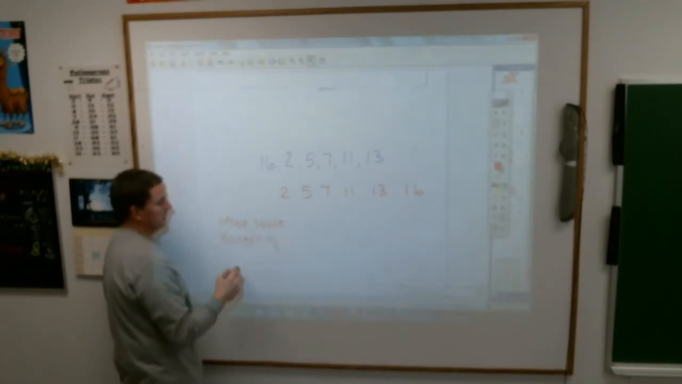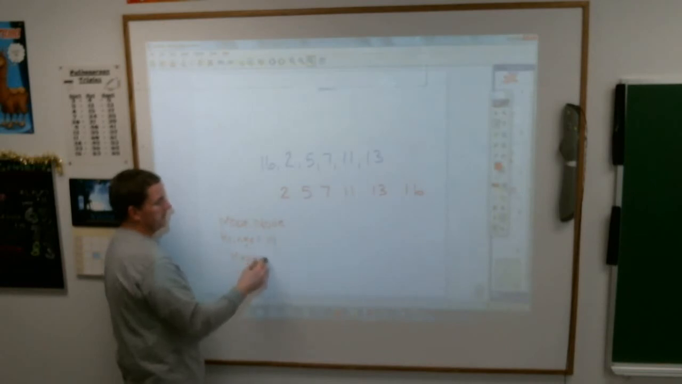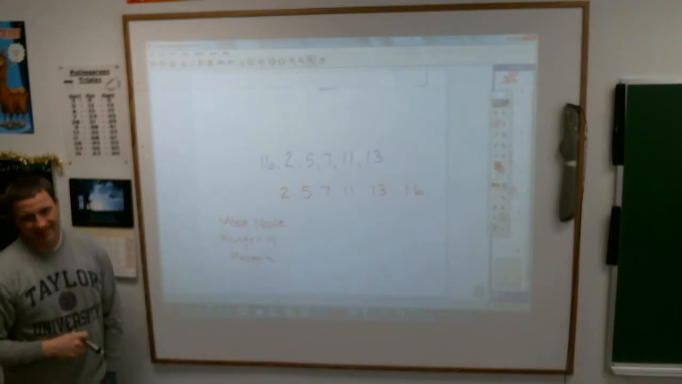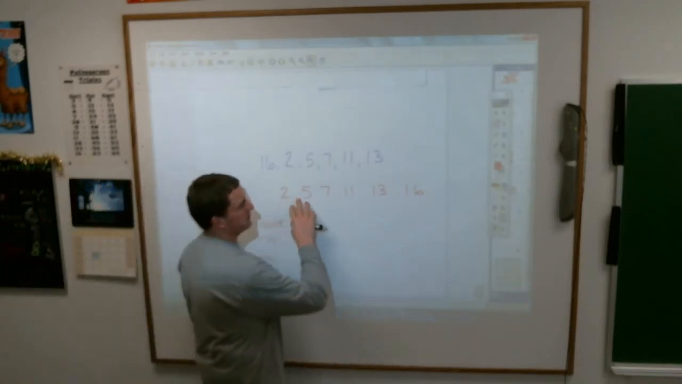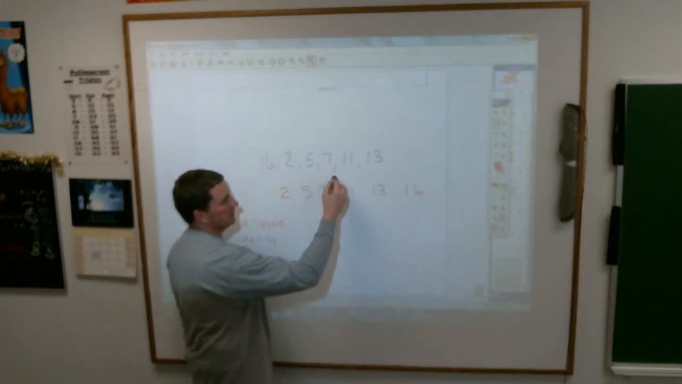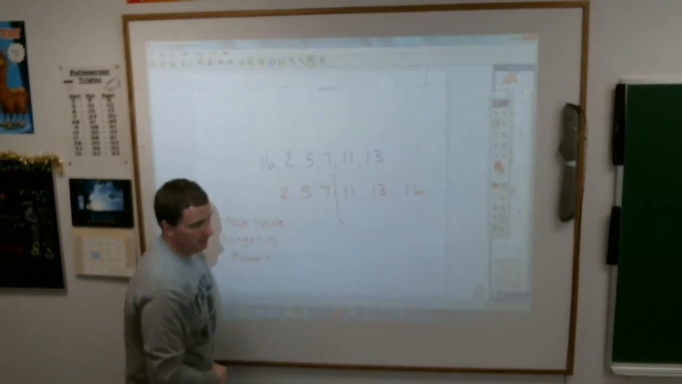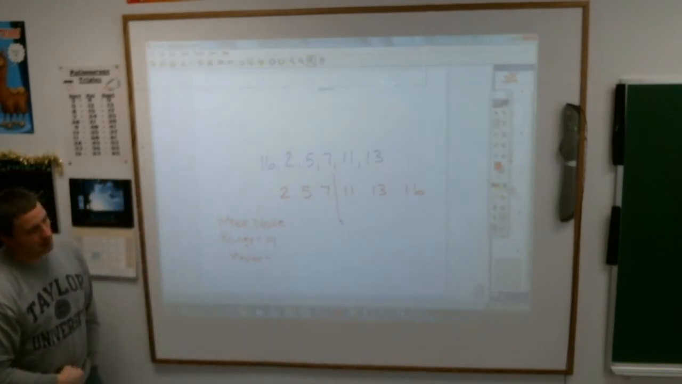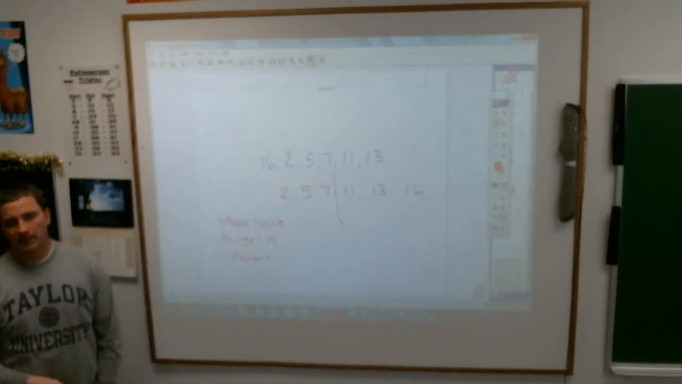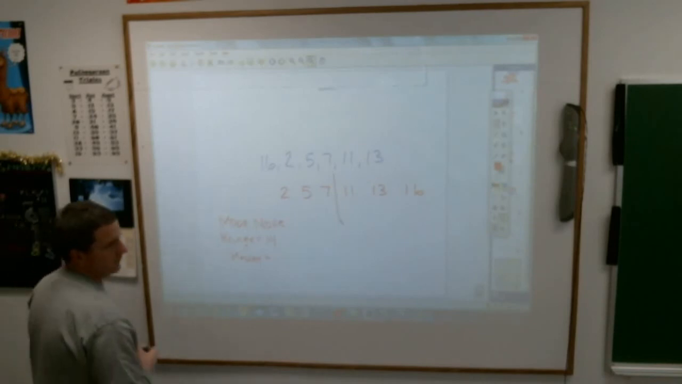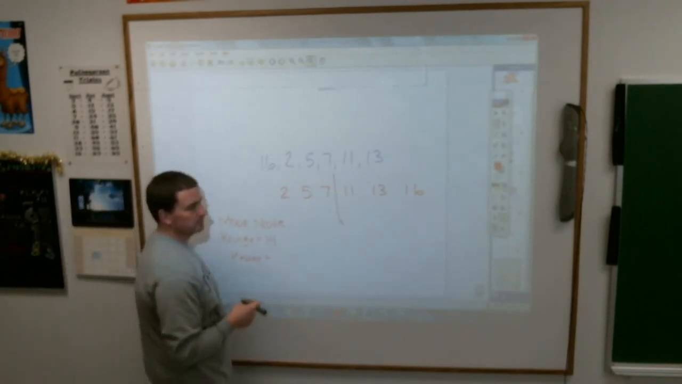Now, here's where things get a little tricky. What about the median? And this is what happens when you have an even number. The exact middle of this, there are 6 of them. The exact middle is right here. There's 3 on this side, 3 on that side. There is no exact number in the middle. Guess what happens if you don't have any exact middle number? No, there is one. Isabel? 7 and 11.